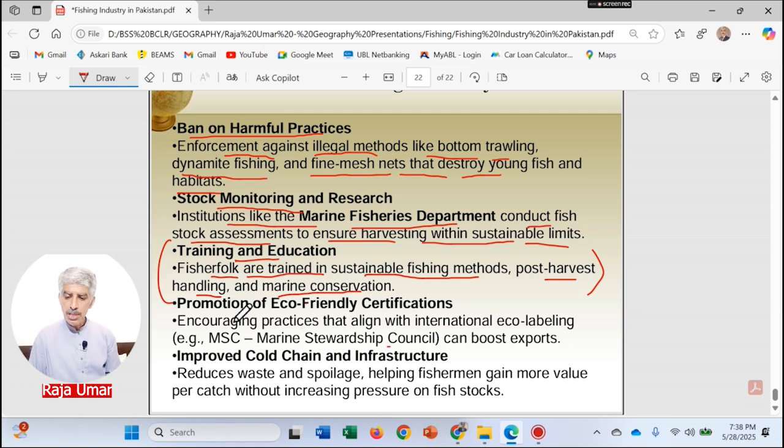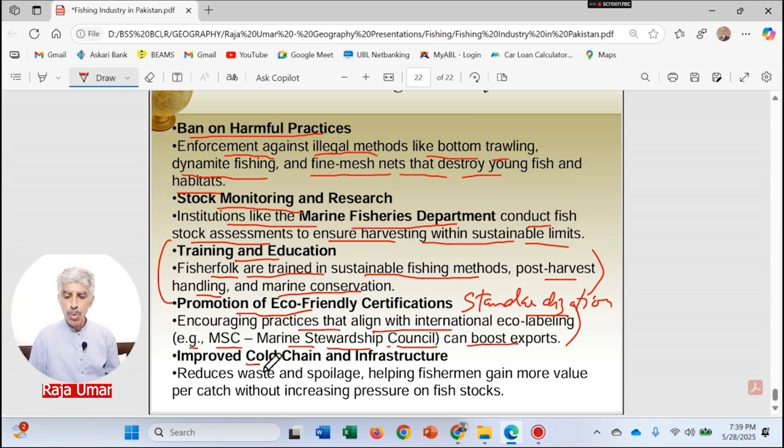So the next point is promotion of eco-friendly certification, encouraging practices that align with international eco-labeling, for example, the Marine Stewardship Council, which can boost exports. It means that if we look into standardization, if we produce fish of better standards, we will be able to export that fish in a better way into the international market to earn maximum profit. That would lead to an increase in our exports as well.